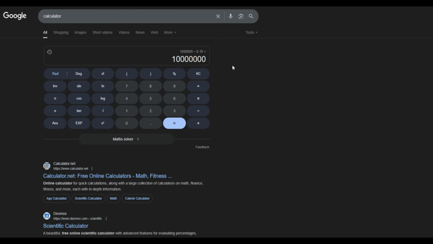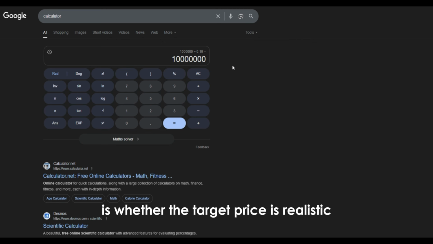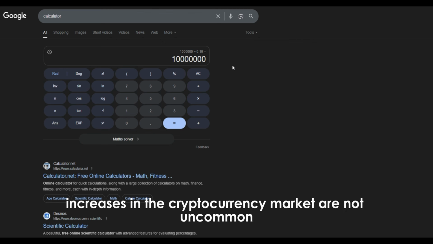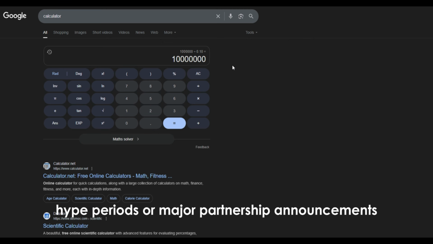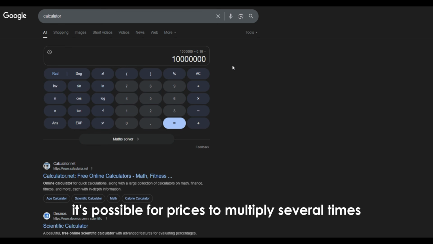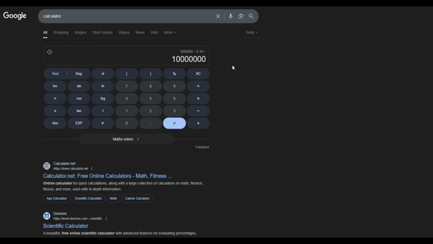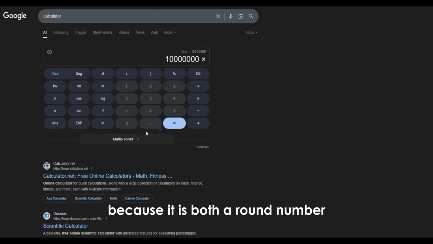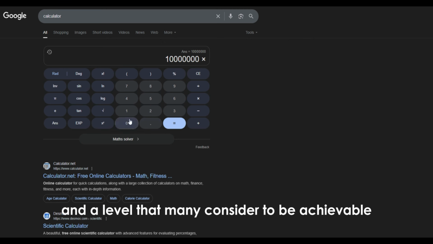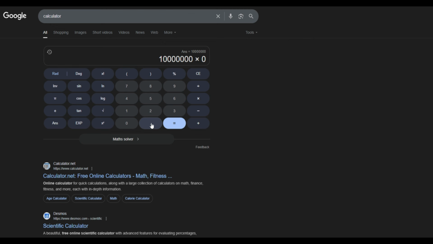Another factor to consider is whether the target price is realistic. Scenarios of sharp price increases in the cryptocurrency market are not uncommon. Particularly with new projects, hype periods, or major partnership announcements, it's possible for prices to multiply several times, or even tenfold. However, this is never guaranteed. Still, your target of 10 cents is psychologically significant for investors, because it is both a round number and a level that many consider to be achievable, yet wealth-generating.